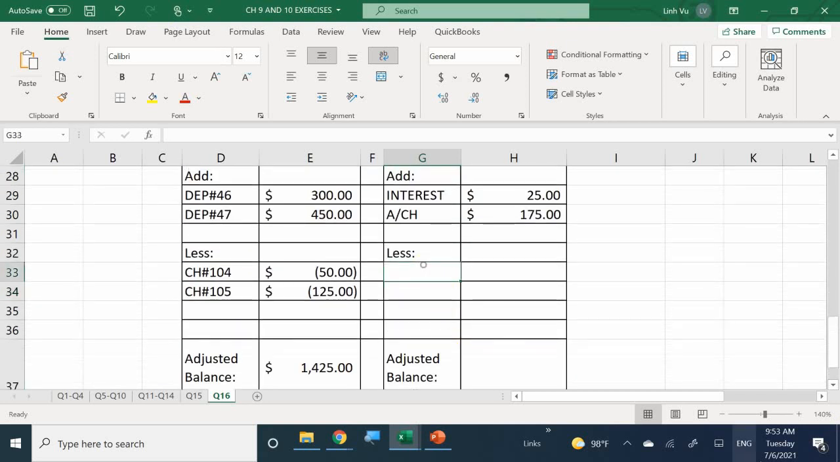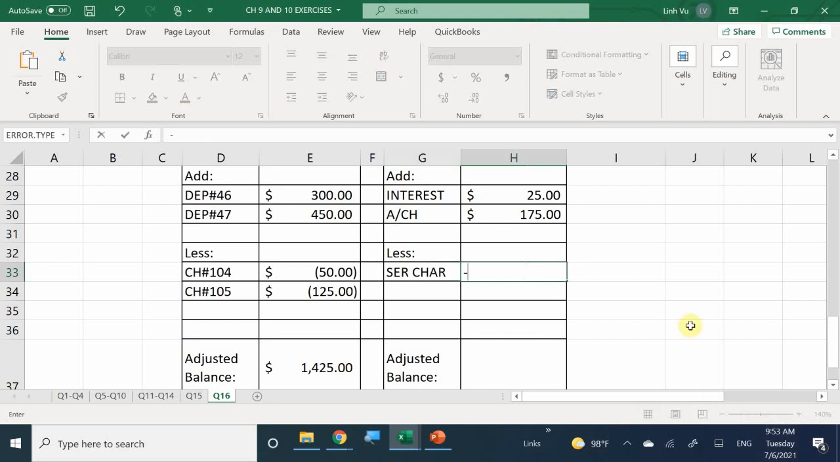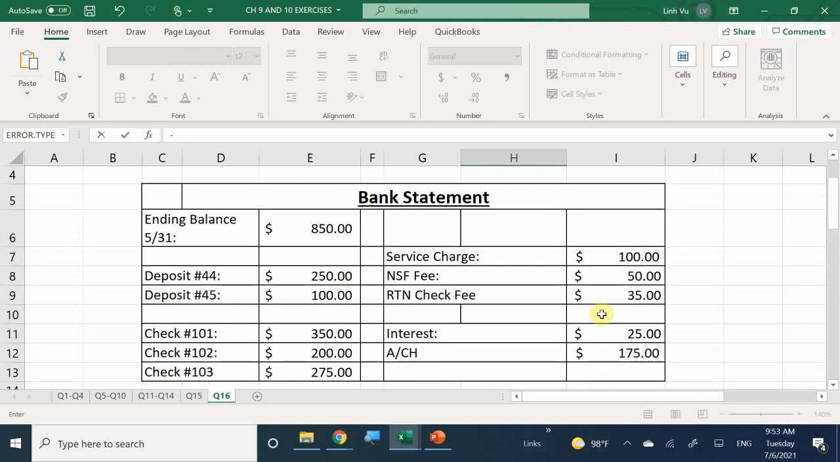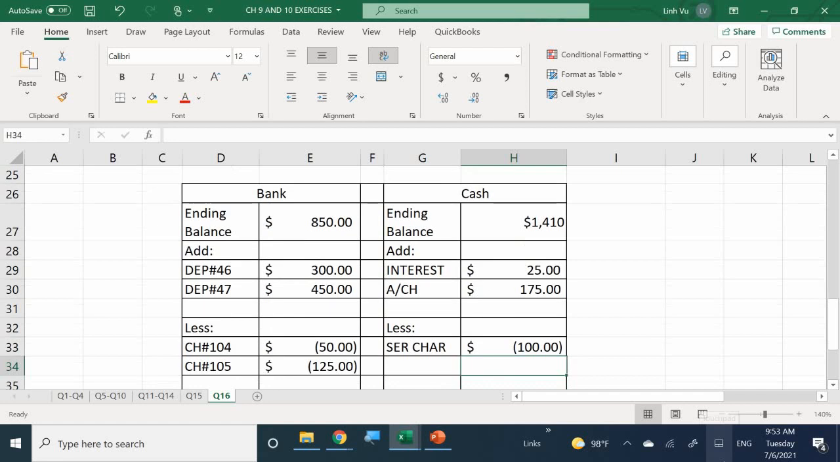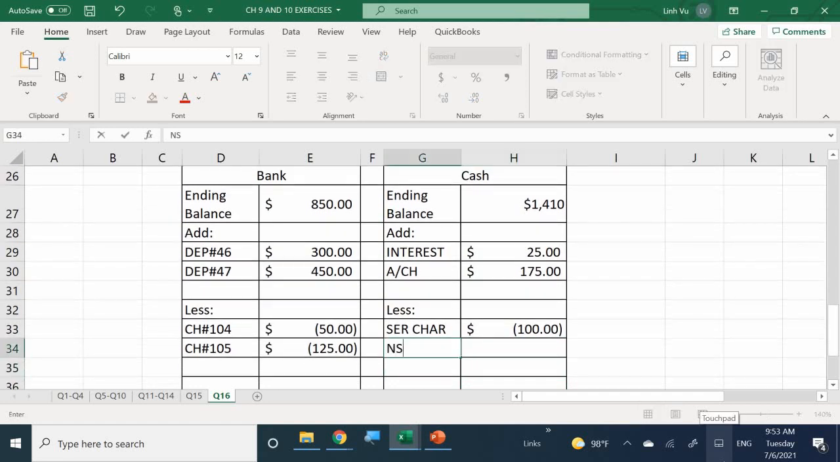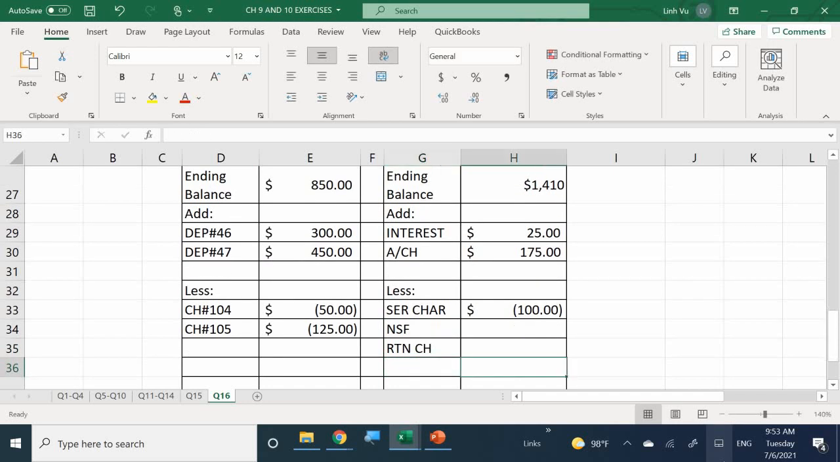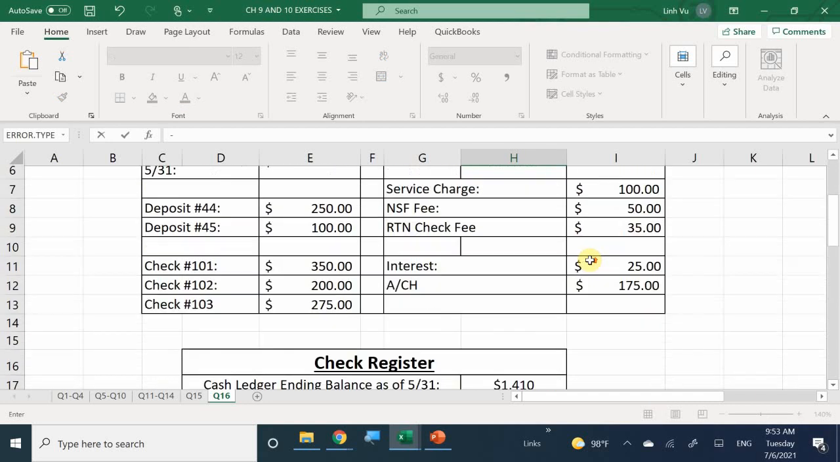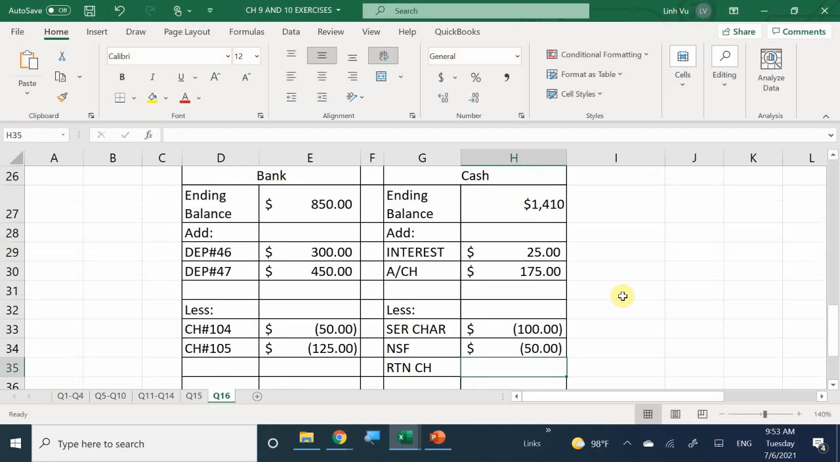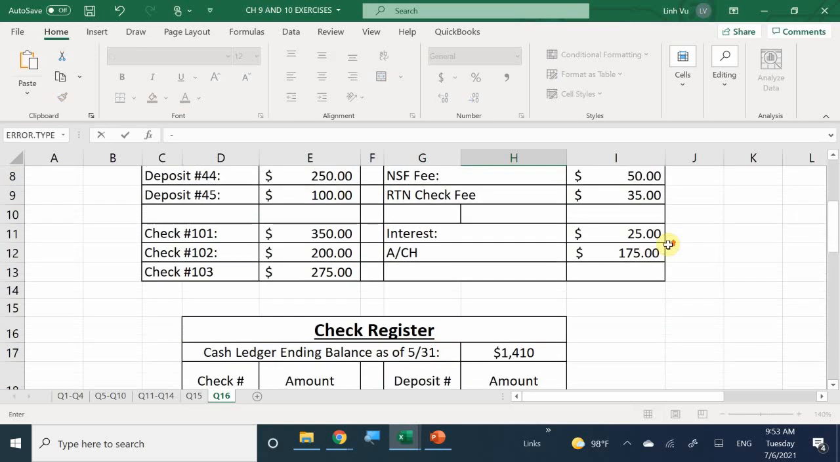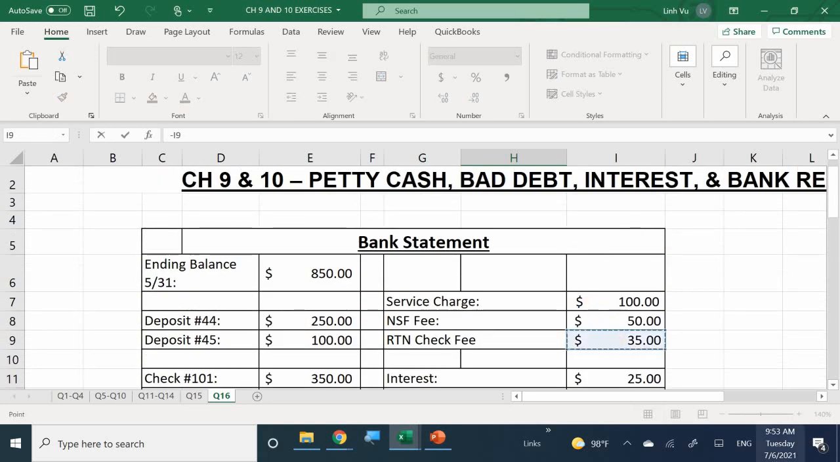So here, less service charges of $100. I had an NSF fee, and I had a return check fee. So here I have a negative $100. I got charged $50 for writing an NSF check, and I got charged $35 for a bounced check.